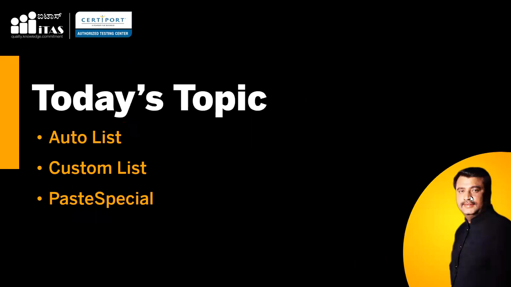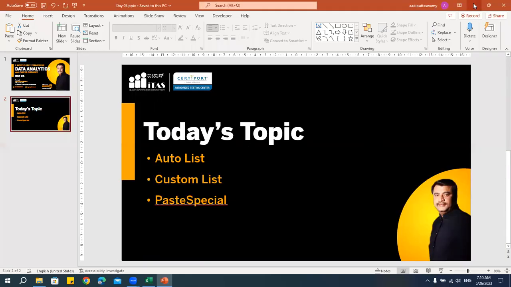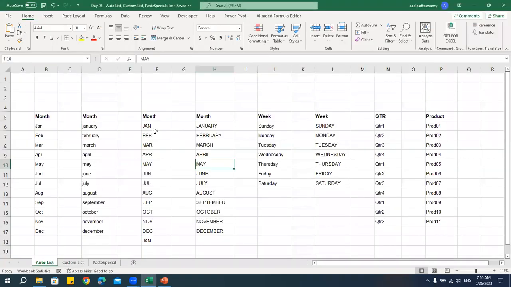Today we'll be covering auto list, custom list, and paste special. All right, so let's go to the Excel file directly. Here I have prepared one Excel file. I'll be sending it to you so that you can use it for practicing. First of all, let's understand what a list is, why it is used, and how it is used in data analytics or reporting.